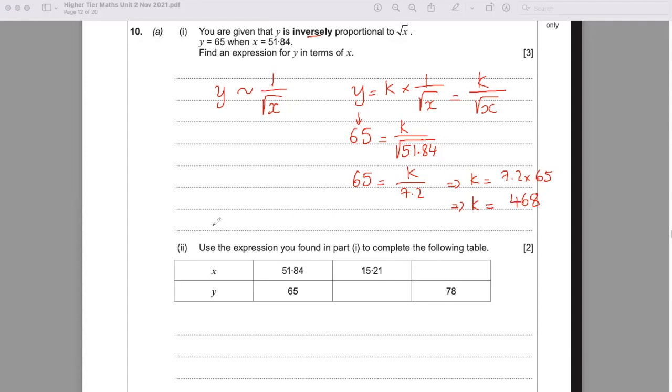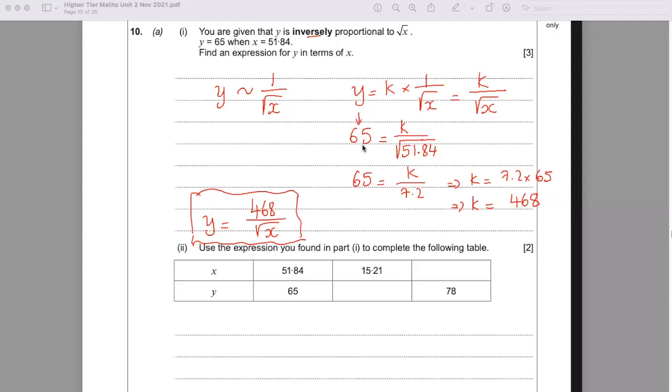468. And the final step, you would just do y equals, now you know your k, which is 468 divided by the square root of x. So don't forget the last step, when you have to write down the final expression of y in terms of x once you've got your k.